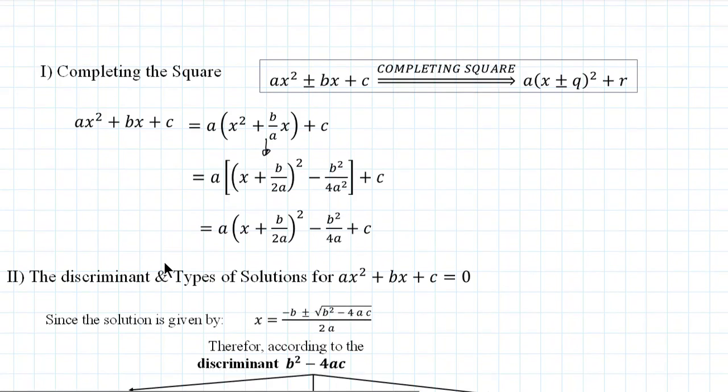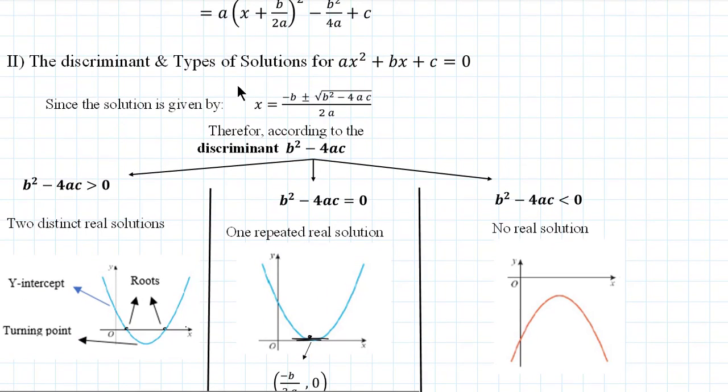The second point is the discriminant and types of solutions. We know that the solution will be given by negative b plus or minus the square root of b squared minus 4ac, all divided by 2a. And since this quantity exists under the square root, it has a very important significance. We call it the discriminant, and according to this value, we can determine the types of roots.